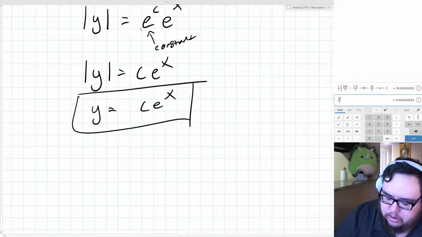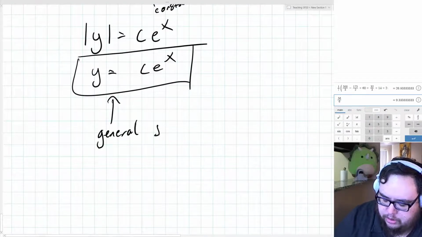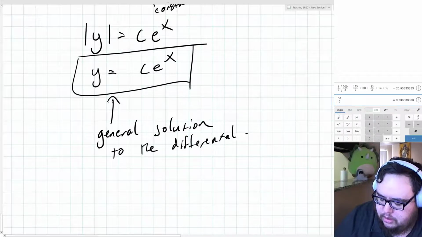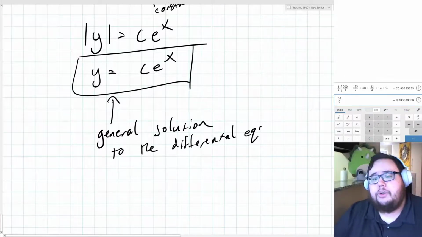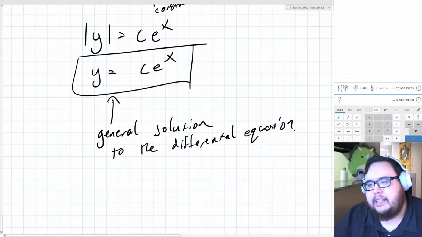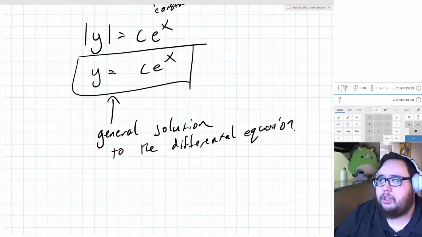This is called the general solution to the differential equation. The general solution to a differential equation you can think of as the antiderivative, right? In the same way, it's the family of all the possible solutions to the differential equation.